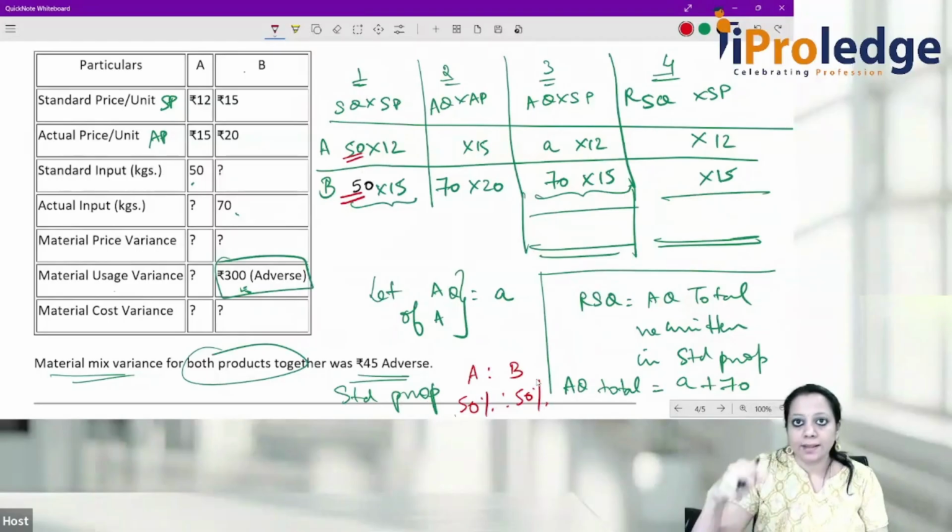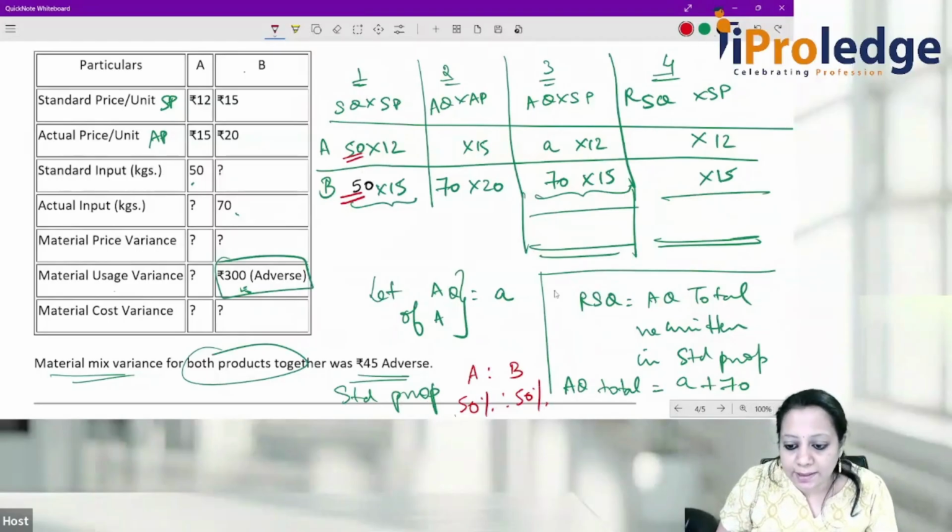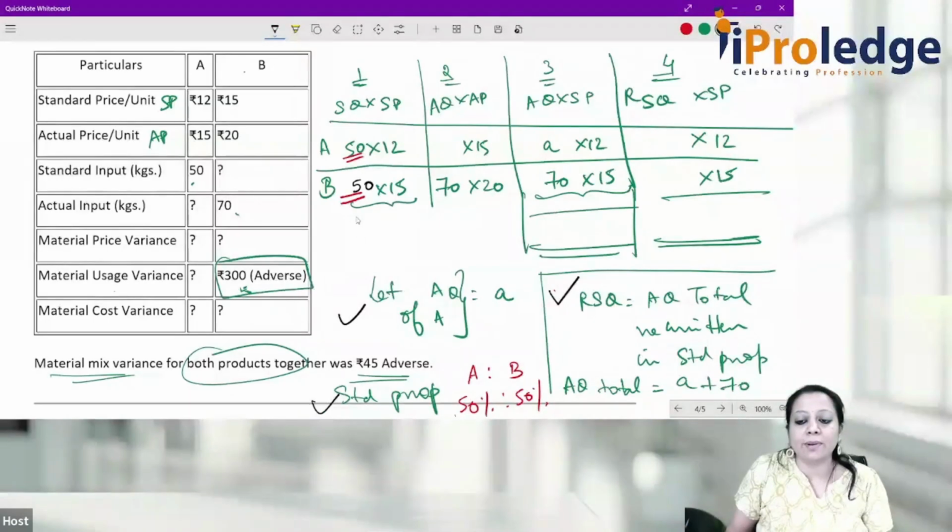I put red mark in both places. Please write down up to this, whatever I'm ticking, in this box, everything you write down, because I want to erase and write in the same screen. That's why.